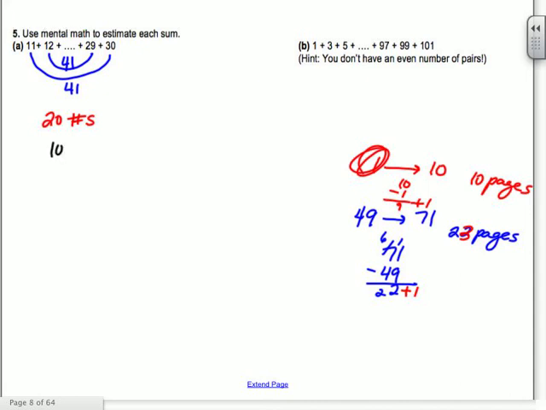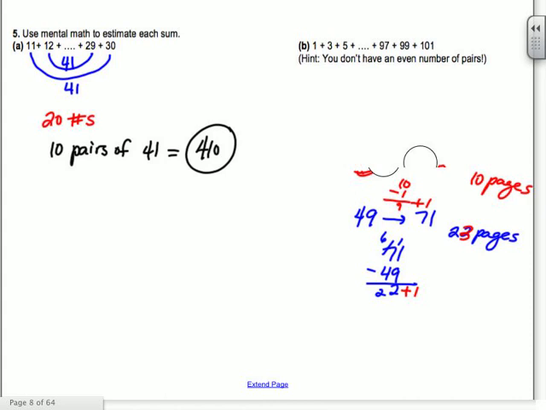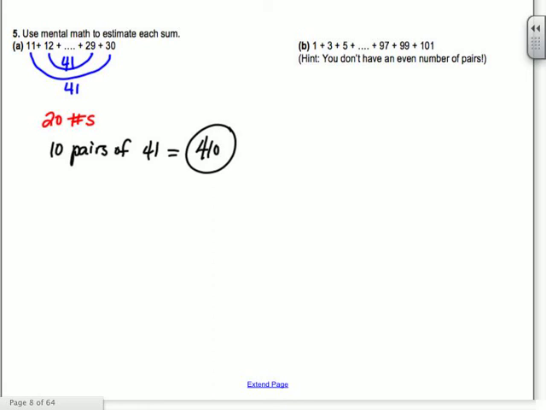Okay, so we have 20 numbers, so how many pairs? 10 pairs of 41, so that would be 410. All right, this one's even harder. Okay, I gave you a hint. You don't have an even number of pairs this time.